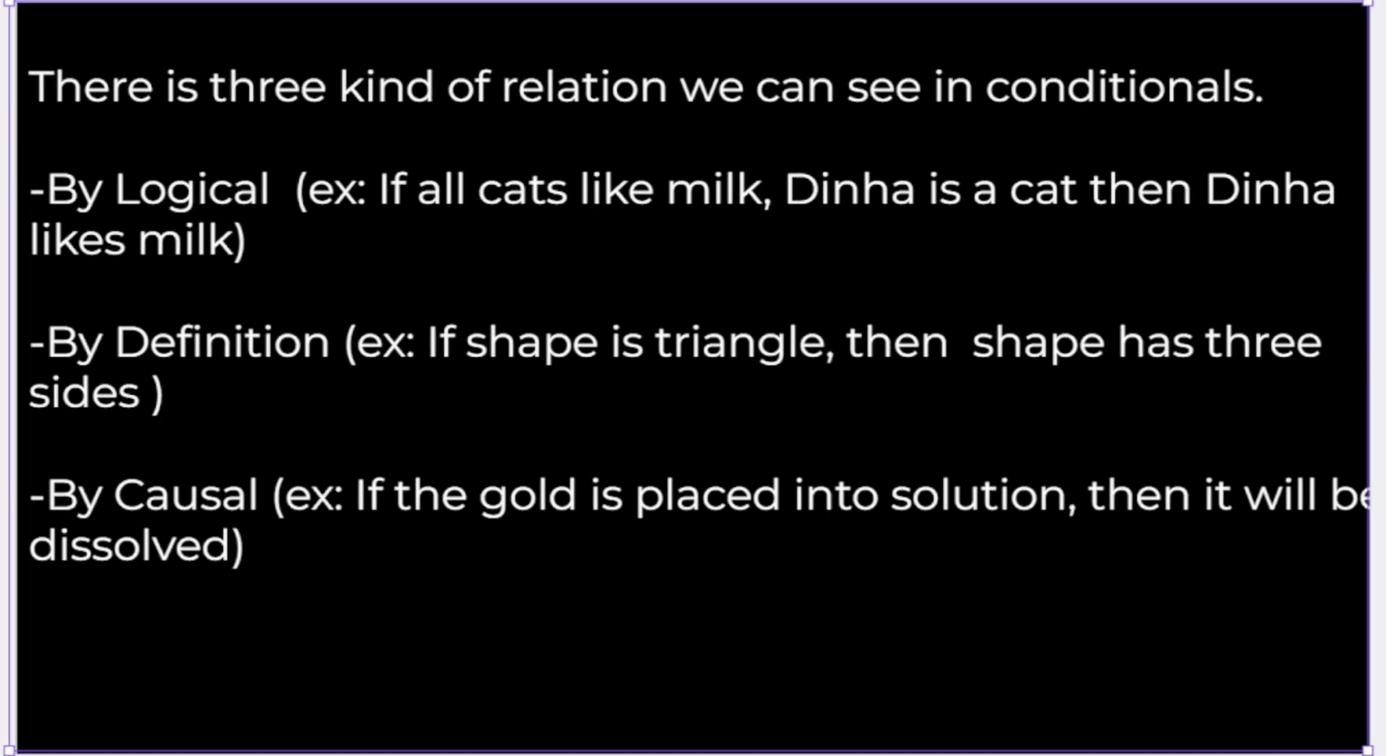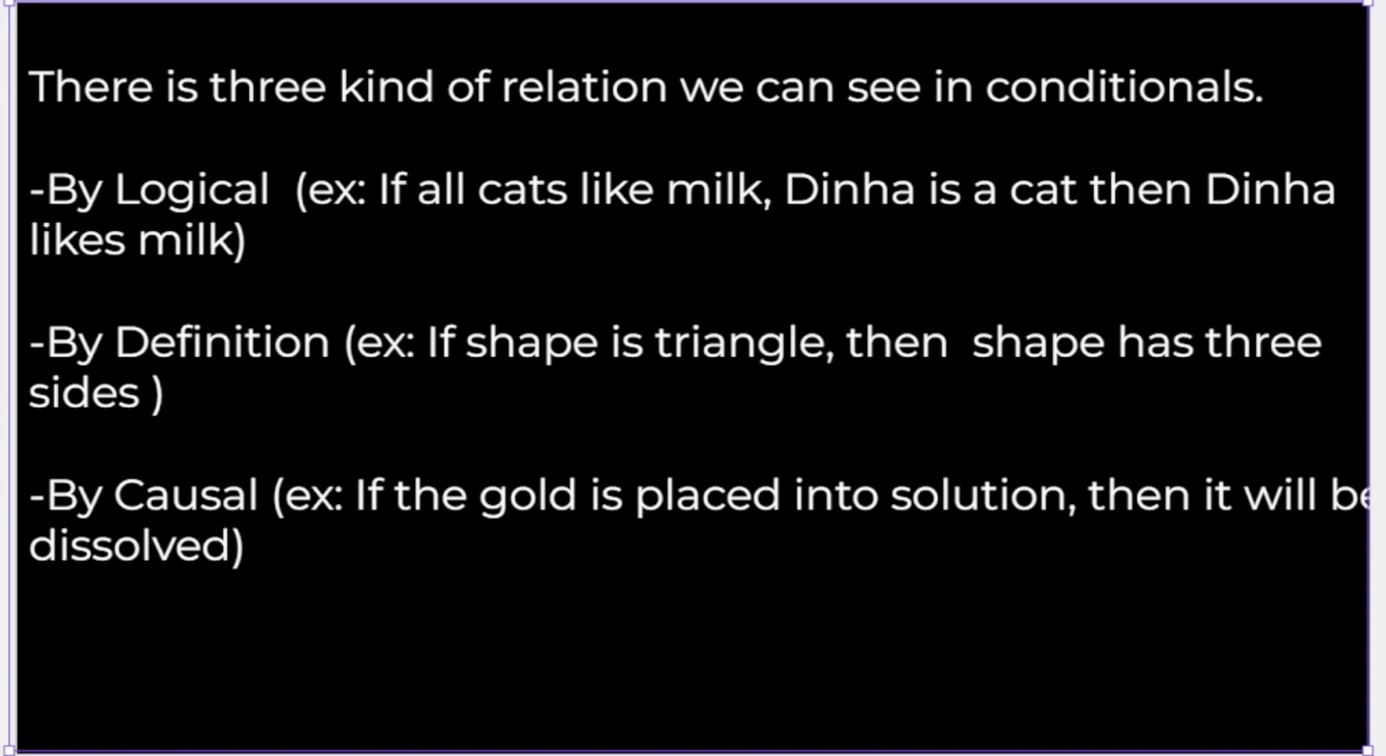There are three kinds of relations we can see in a conditional. For example, if all cats like milk and Dina is a cat, then Dina likes milk. This is logical because the consequent follows logically from the premises. All cats like milk is a premise, and Dina is a cat. Now remember, when I'm talking about premises, I'm going to re-clarify: whatever comes between if and then is the antecedent, and whatever comes after then is a consequent, not a conclusion, it's a consequent.